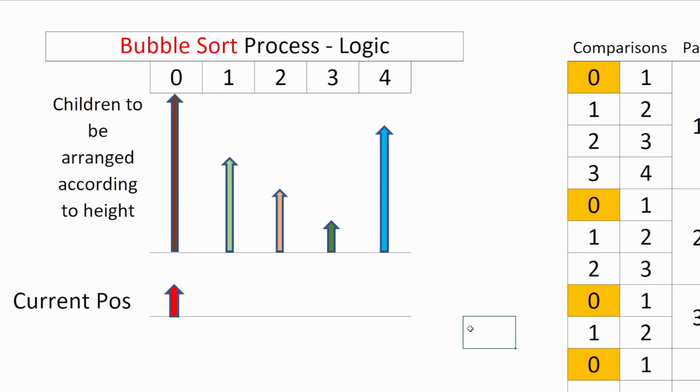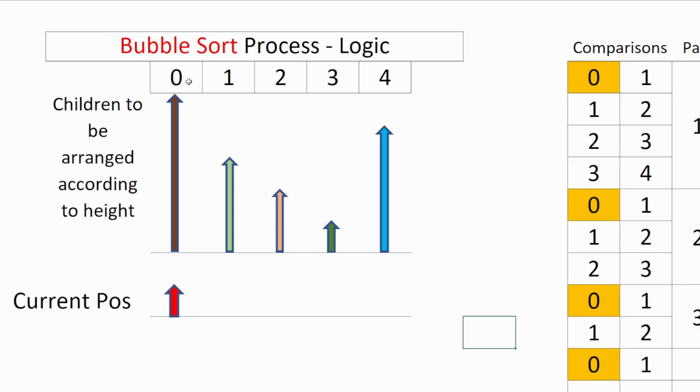Now we are going to work on the bubble sort process, the logic behind it. We have already done the selection sort process. As we did in the selection sort process, we had taken five children who we wanted to arrange in ascending order of their height. So here also we are doing the same, but using the bubble sort process.